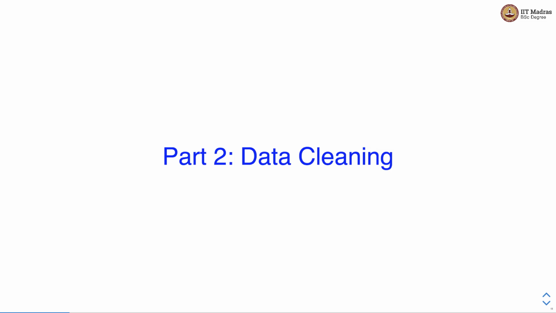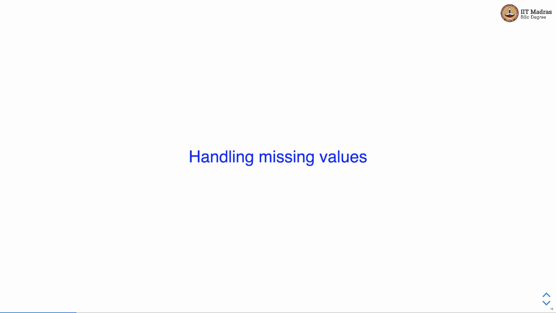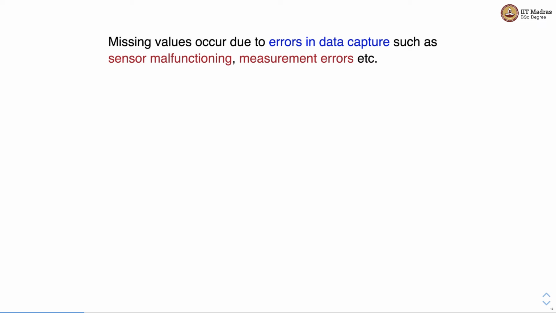Now that we have extracted the features, the next task is cleaning up the data. Let's look at the first cleanup operation, which is handling missing values. We had discussed this in the first week when we were learning the ML end-to-end pipeline. We said that missing values occur due to errors in data capture, and these errors could be because of sensor malfunctioning or measurement error. There could be some human components also involved in having the missing values.